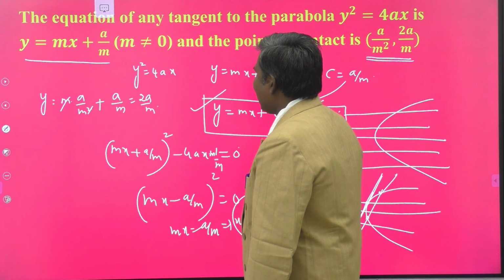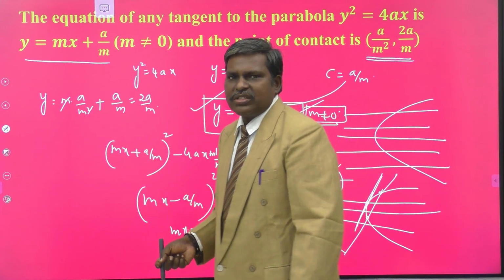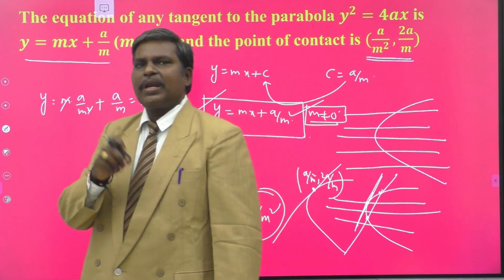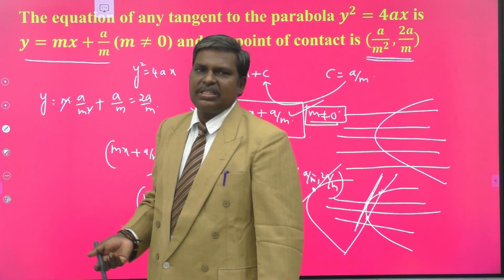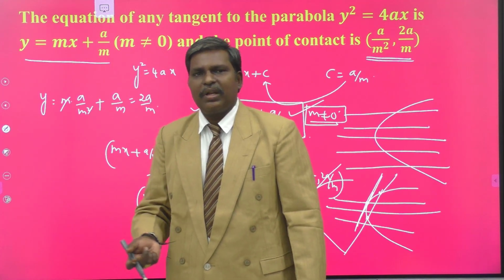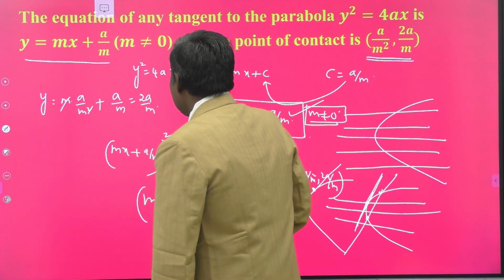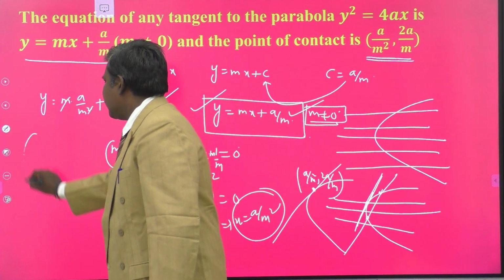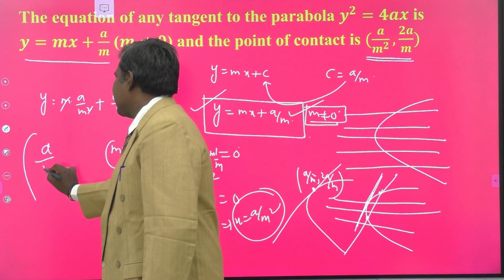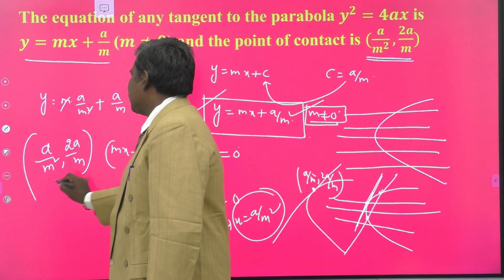When you substitute the line in your quadratic, if it becomes a perfect square, automatically what do you say? The line touches the parabola. If it is a perfect square, we mean what? b² − 4ac is 0. That is, both roots are equal. That is the sense. You have to understand. So y is equal to a/m plus a/m, that is 2a/m. Therefore, what is your point of contact, my dears? (a/m², 2a/m). Always you have to remember this one.